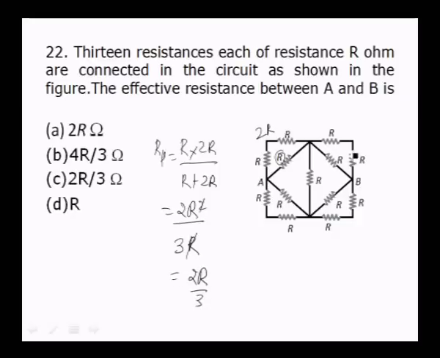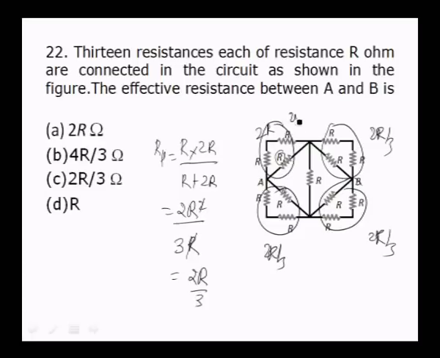See, all the resistors, this is equal to 2R by 3, this is equal to 2R by 3, this is equal to 2R by 3, this is equal to 2R by 3. All the arms have the same resistance, then the equivalent resistance of this combination is equal to any one of the resistances, that is 2R divided by 3, which is the correct option.